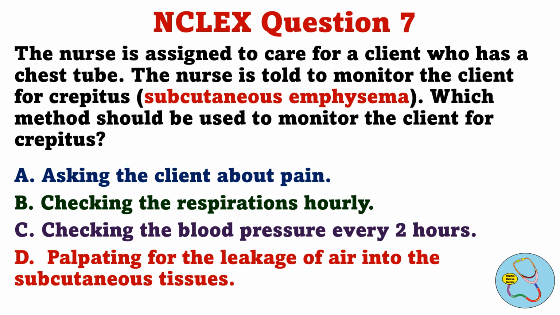Question 7. The nurse is assigned to care for a client who has a chest tube. The nurse is told to monitor the client for crepitus. Which method should be used to monitor the client for crepitus? A. Asking the client about pain. B. Checking the respirations hourly. C. Checking the blood pressure every 2 hours. D. Palpating for the leakage of air into the subcutaneous tissues.